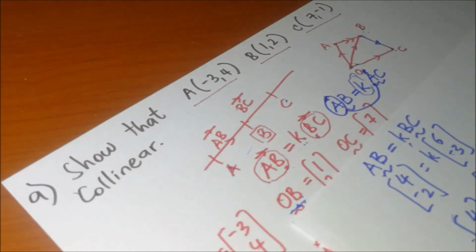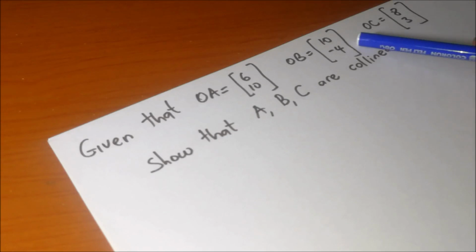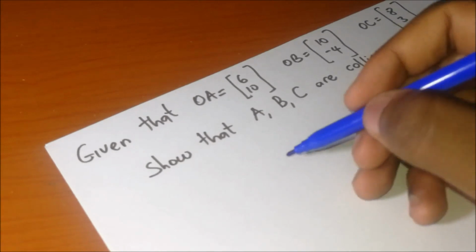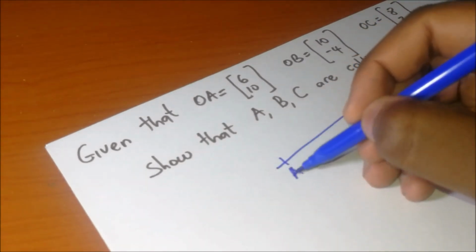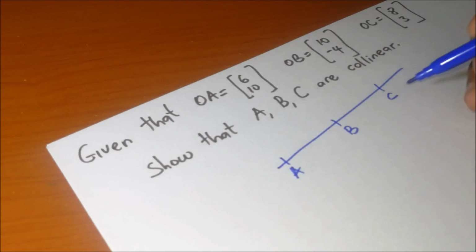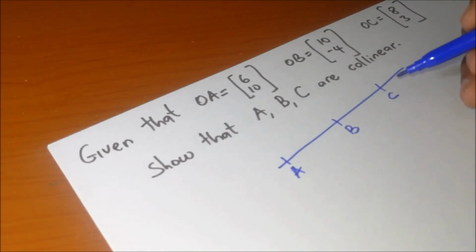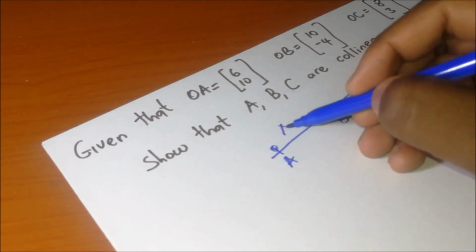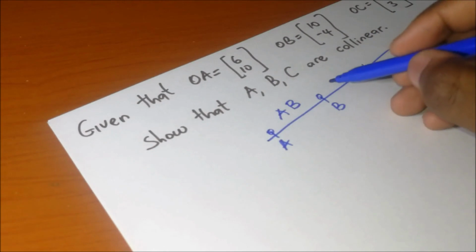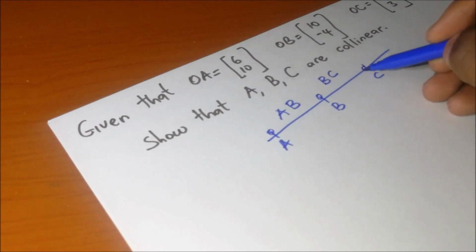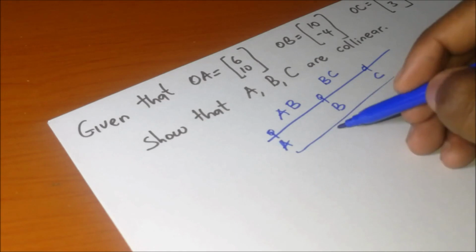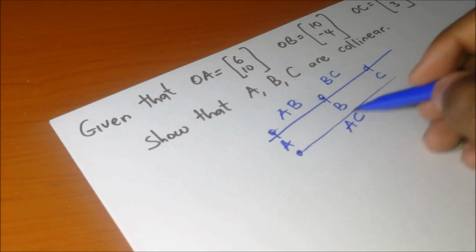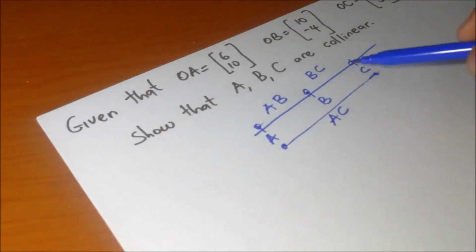Let's do another example. Given that OA is that, OB is that, and OC is right there, show that ABC are collinear. So we have points here A, B, C. We're supposed to show that they are collinear, or to show that they're in a straight line. So what we are going to do here, we have vector AB, and then we have vector BC right there, and then we also have vector AC. So you can choose any of them.